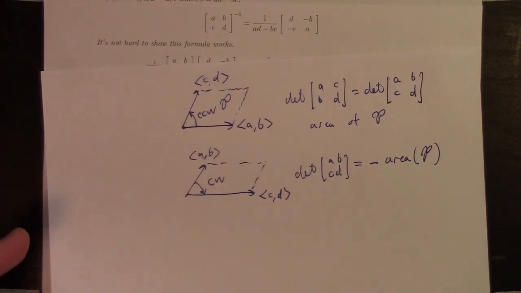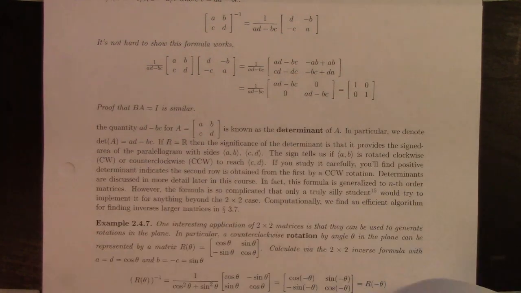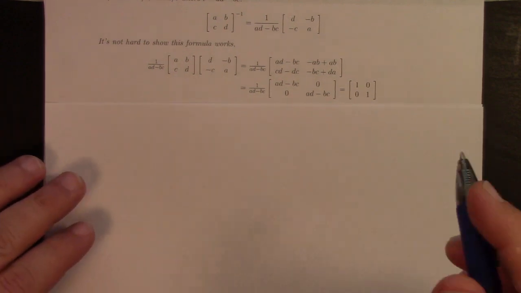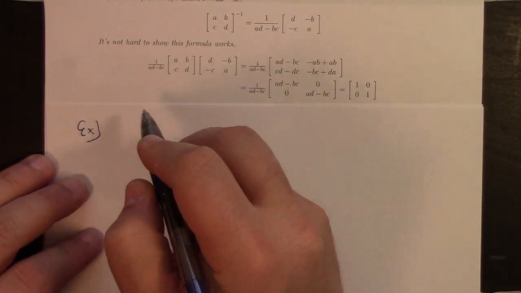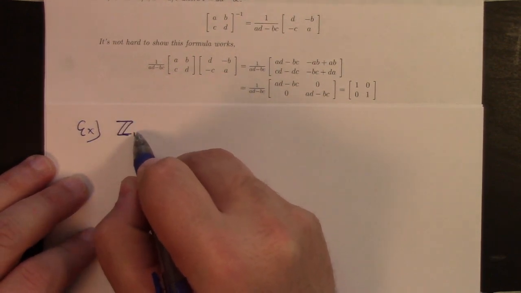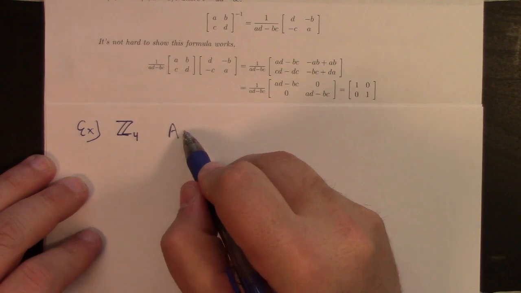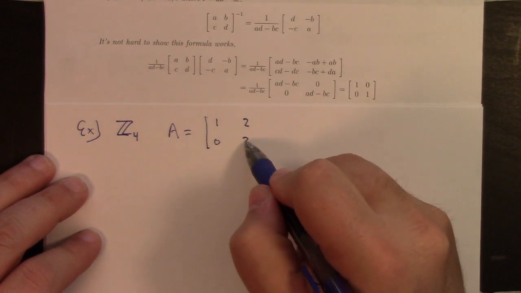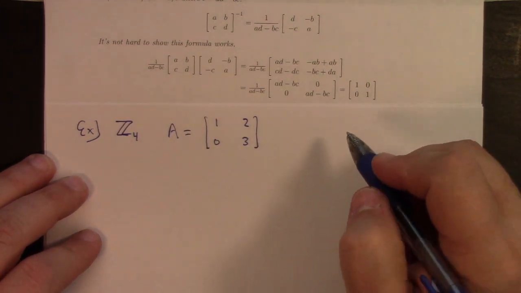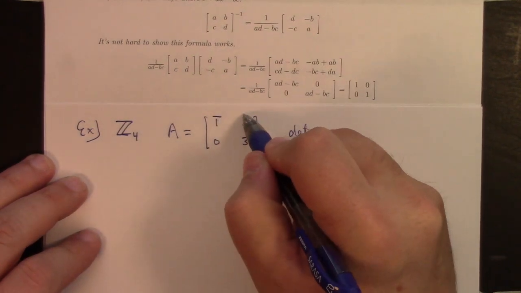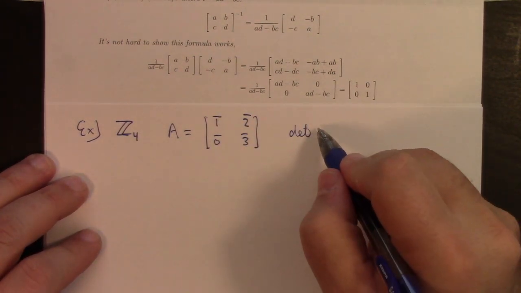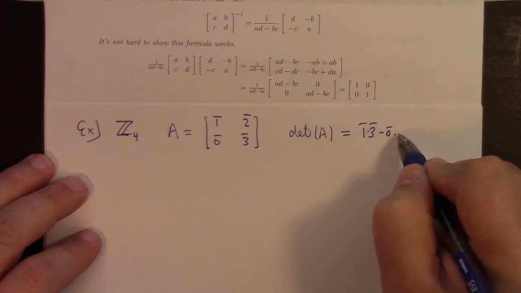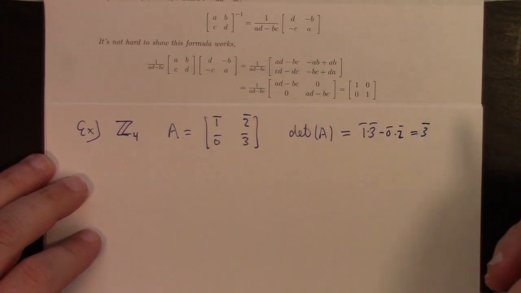Now, this formula works just as well for matrices over something else. Let me throw in an example here, not in the notes. If we're working over, say, Z4, and we have the matrix A equal to 1, 2, 0, 3, the determinant of A, and I should put bars on it to emphasize what I'm doing, is 1 bar times 3 bar minus 0 bar times 2 bar, which is equal to 3 bar.